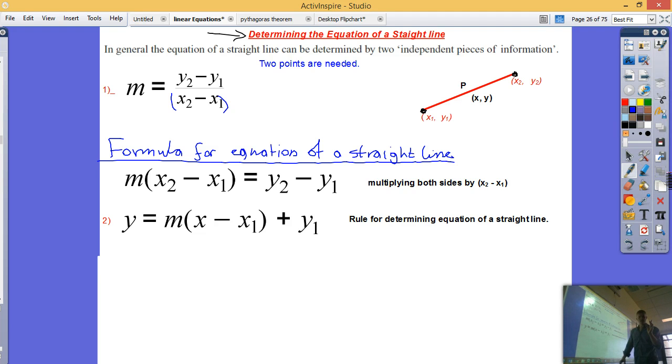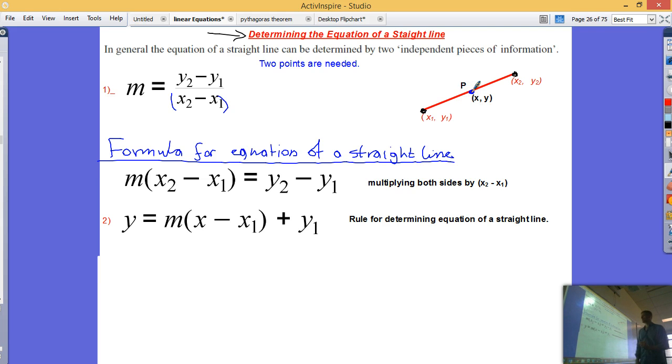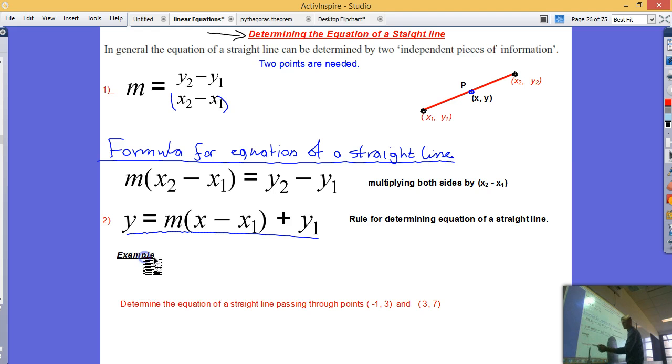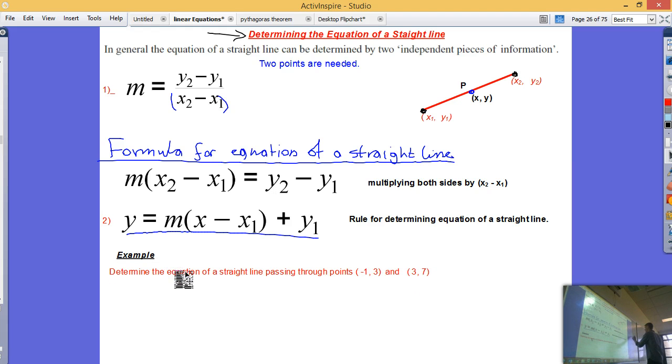Let's say we take some point P, doesn't matter what that point is, with an x and y coordinate, put that in, and my y now is the dependent variable y in my gradient form. So this rule here becomes a useful formula to work out the equation of a straight line. So let's try using this with an example and you'll see how good it is.